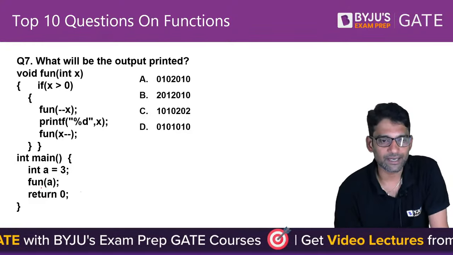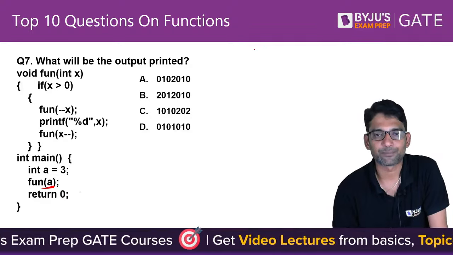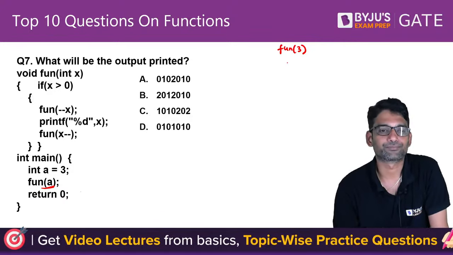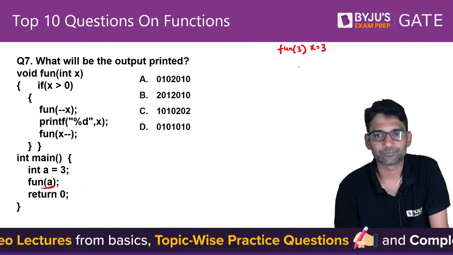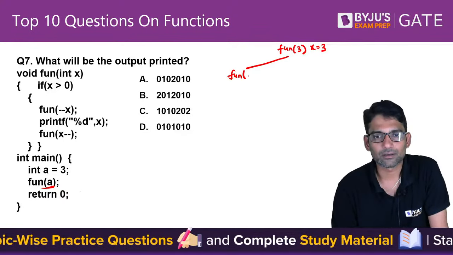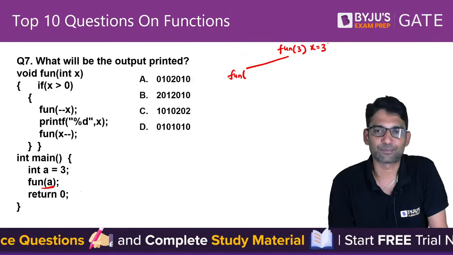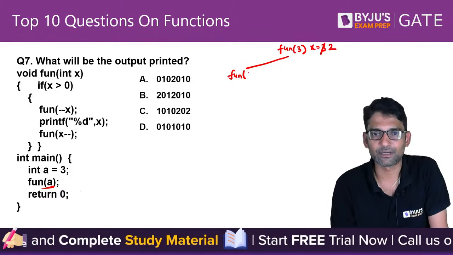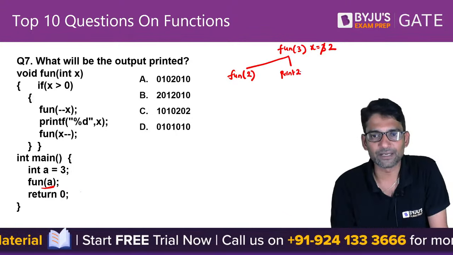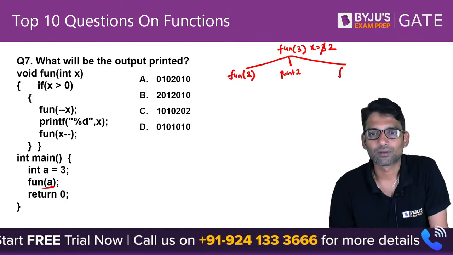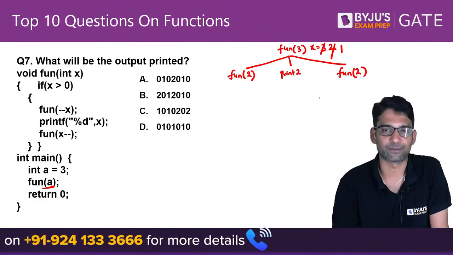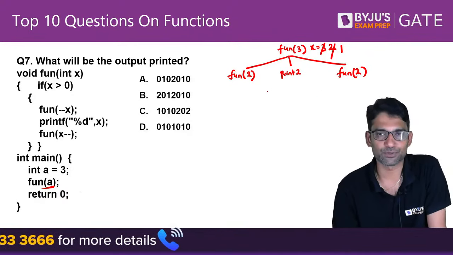We are passing a as argument, that means 3 as argument, right? So fun of 3, x is equal to 3. So it is doing minus minus x, pre-decrement, x becomes 2. Then print x, then x minus minus, post decrement. So pre decrement, post decrement.